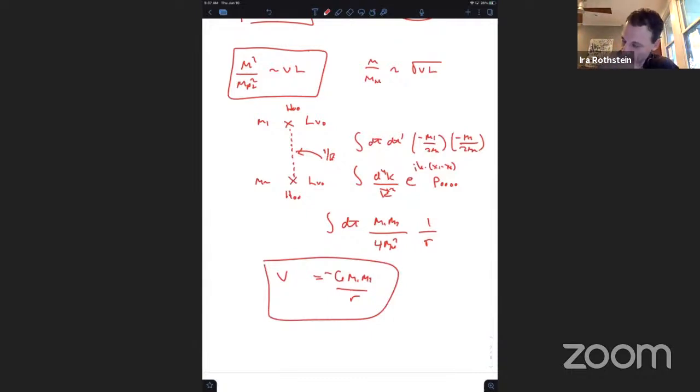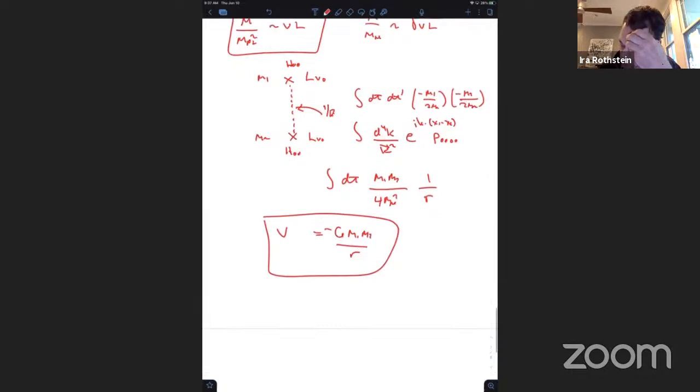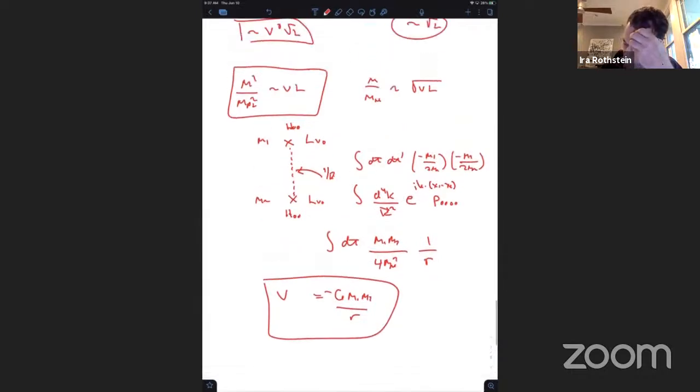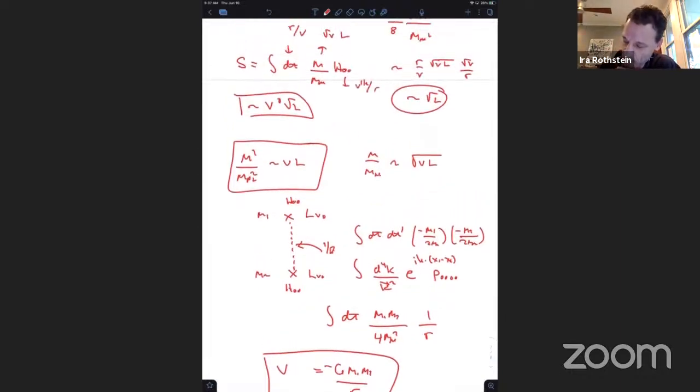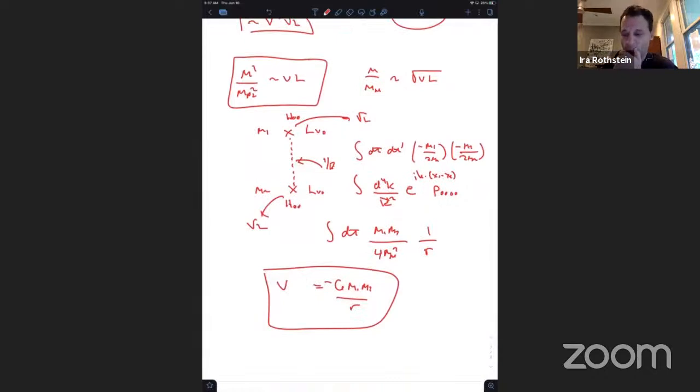Now, let's check the scaling. We could try to work out the scaling here, but we don't need to because we're already done. Since each one of these insertions scales as the square root of V, square root of L, then this V has to scale with L. That's the point of making sure everything is homogeneous. Once we know everything is homogeneous, we can just read off the power counting at our leisure.